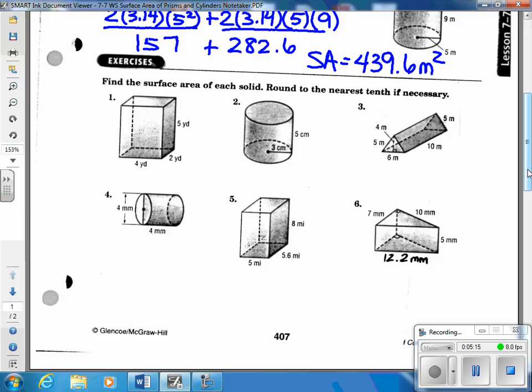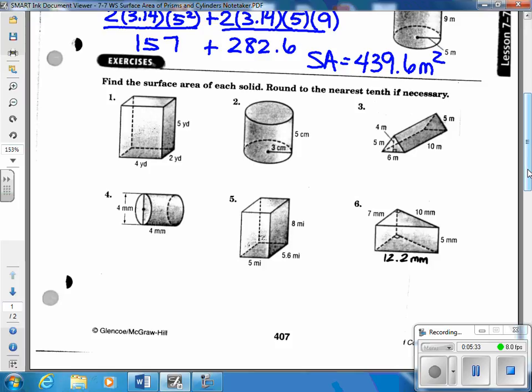So I will do one of each of these on the board with you, and then your job is going to be to finish the rest of this worksheet on the bottom and then turn it over and complete the problems on the back, right? So I will do numbers 4, 5, and 6, and you can do 1, 2, and 3.